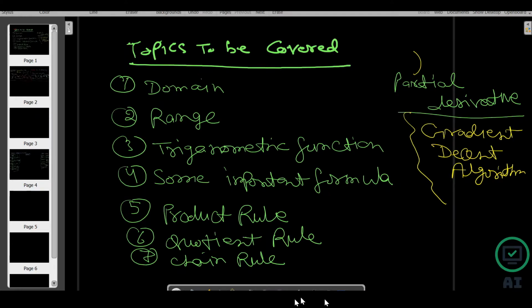So let's go one by one. I am going to discuss domain, range, trigonometric functions, some important formulas to do differentiation, then the product rule, quotient rule, and chain rule to do the differentiation. So let us go and understand what is domain.